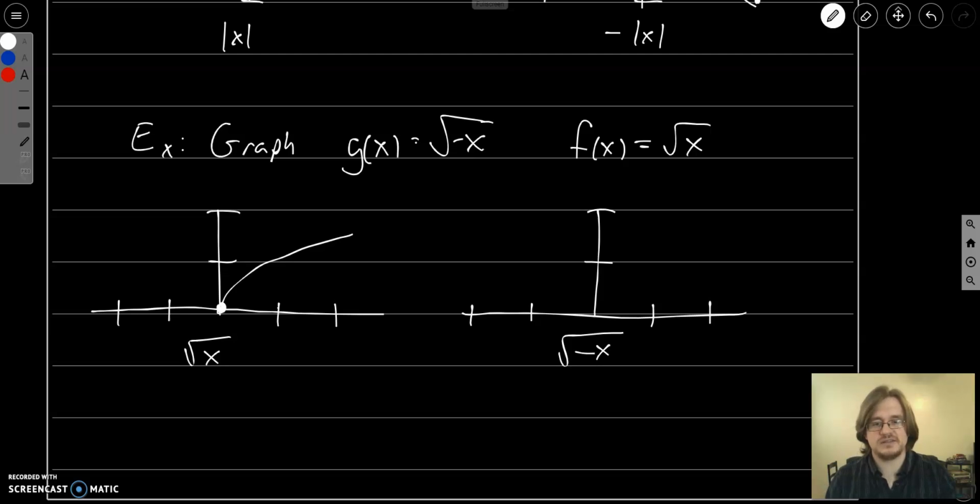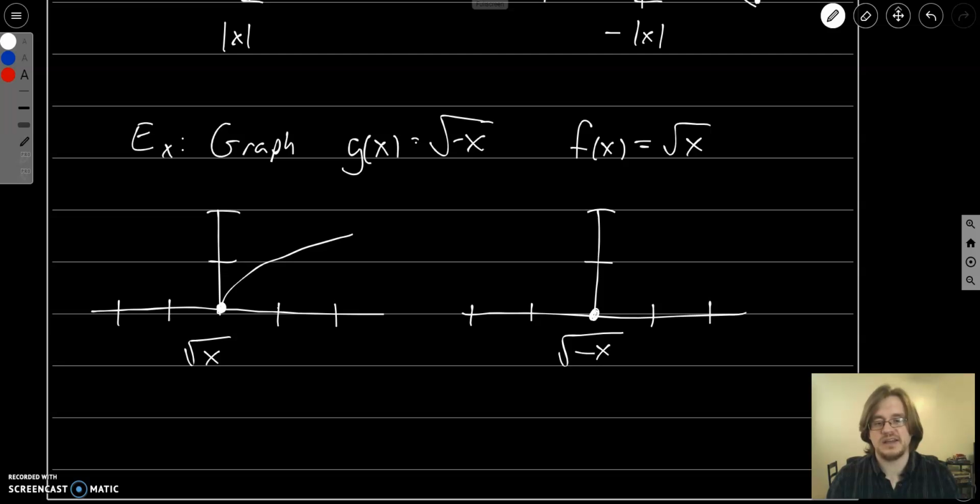So if I just think about this for a little bit, if I plug in 0, the square root of negative 0, well, negative 0 is just 0. If I plug in 1, the square root of negative 1 doesn't exist. The square root of negative 2 doesn't exist. So if I plug a 2 in here, I'm not going to get anything. I now have nothing on this right-hand side.